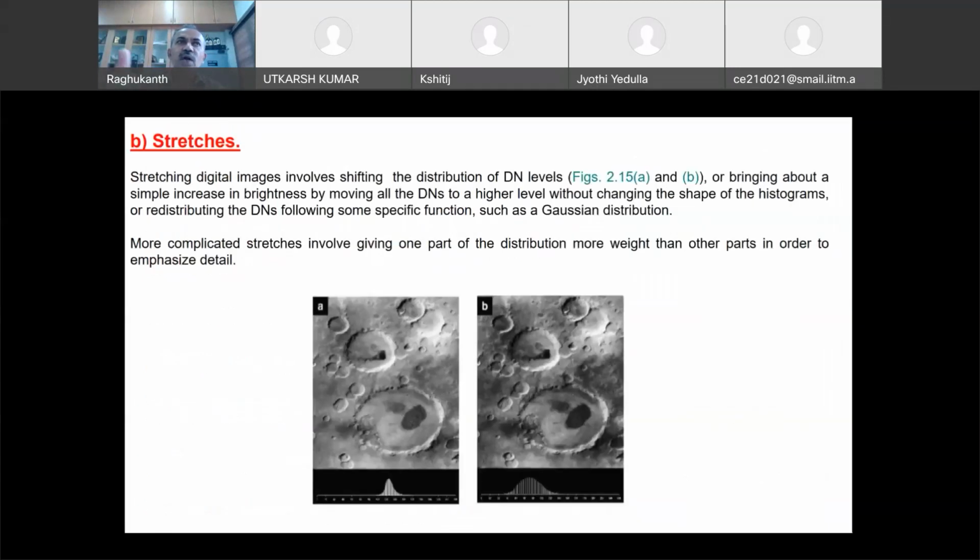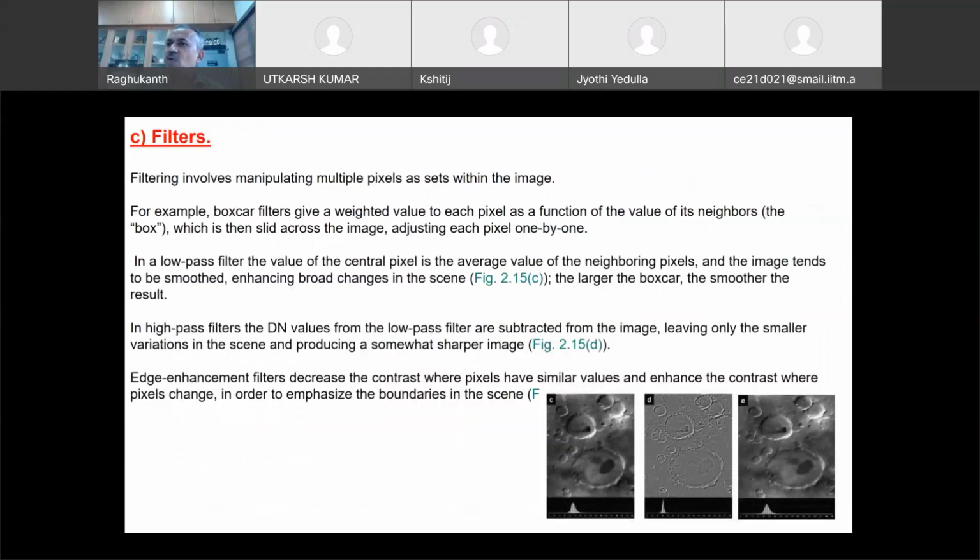The stretching you can do to make more DN levels. If you have downloaded QGIS, you can work on these images and do all these checks, adjusting the DN level, seeing what type of information it gives, and whether you can detect craters very nicely. You can check which type of images work in QGIS. Now filters are also there. In QGIS you can do low pass filtering and high pass filtering also.